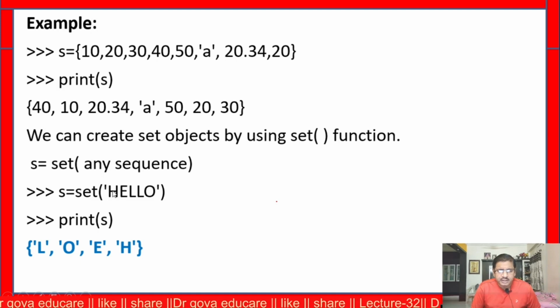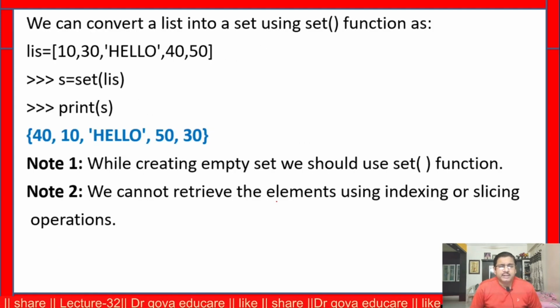Now observe here. After S is equal to set of hello, here LL is a duplicate element. In the output, the duplicate elements are not allowed. Observe the output here: LOEH. Now we can convert a list into a set using the set function. This is the built-in function.